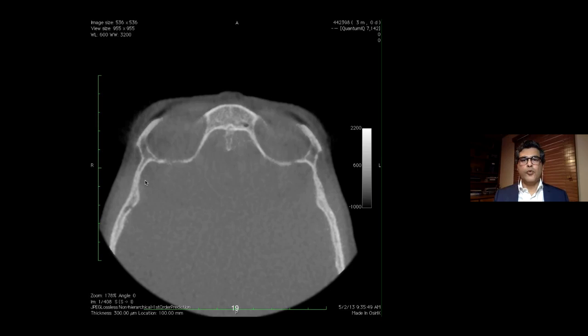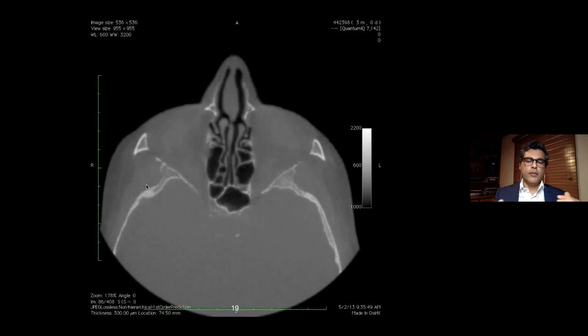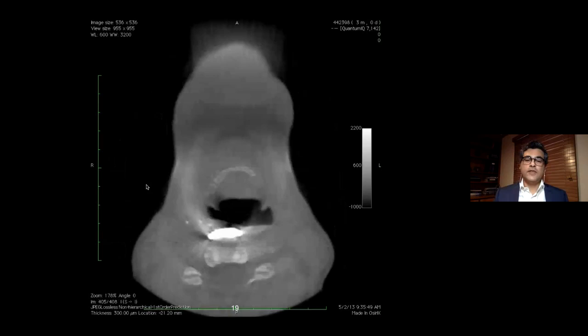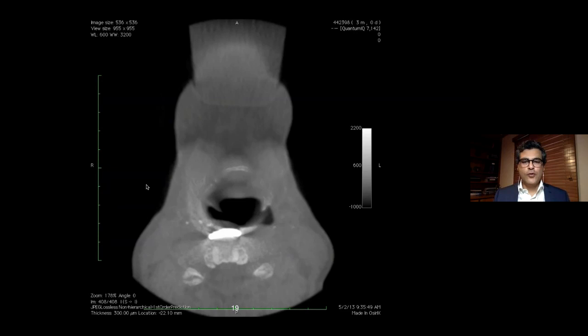It starts from right about the forehead area of the patient and goes all the way down to the level of the inferior border of the mandible. So in 12 seconds, all this data was acquired and is presented to us in a clinically understandable and clinically relevant way. This is really amazing, and it is done very quickly with as little radiation exposure as possible.